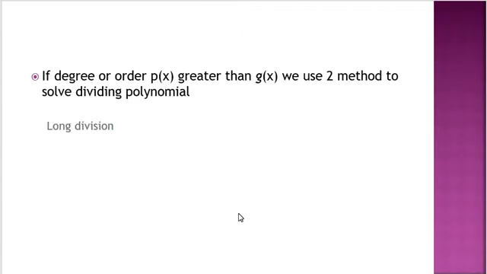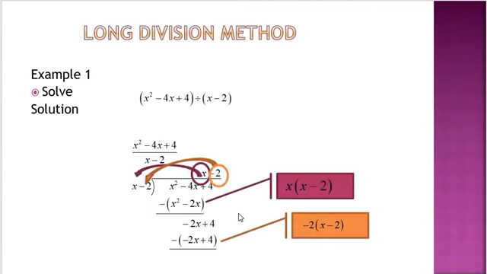Now we look at the situation where we're going to use long division. As you can see, the denominator, which is x minus 2, has a lower power compared to the numerator. In a situation like this, we can put it in the form of the classical way of dividing numbers.